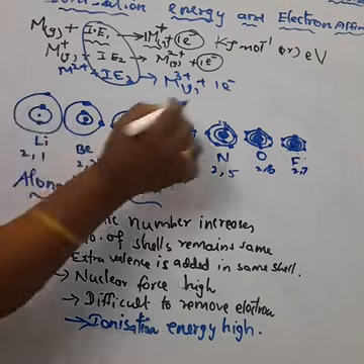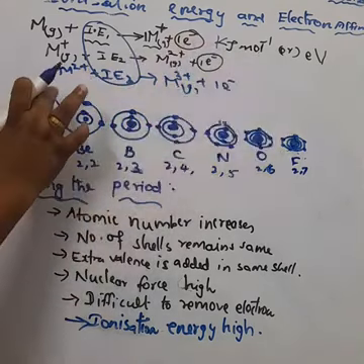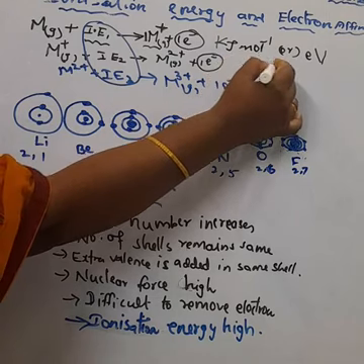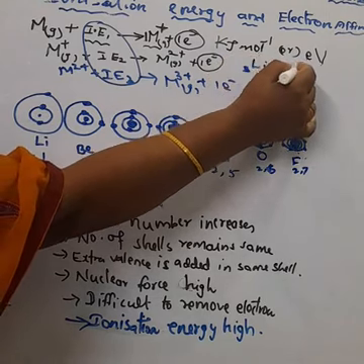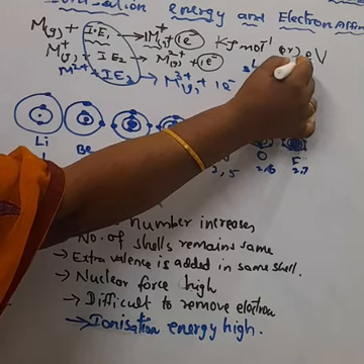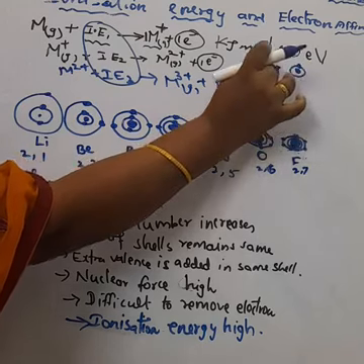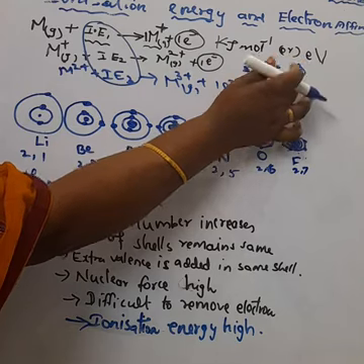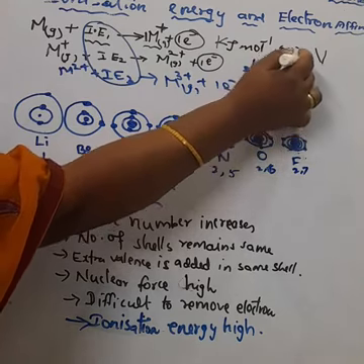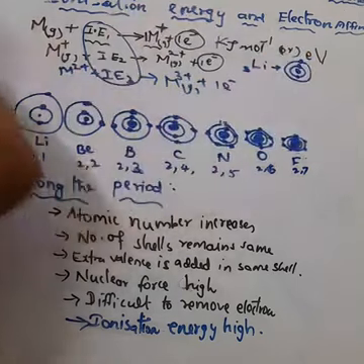For example, I am taking lithium, atomic number 3. In the lithium atom, when we give the energy, the first ionization energy, it becomes Li plus, lithium losing 1 electron.